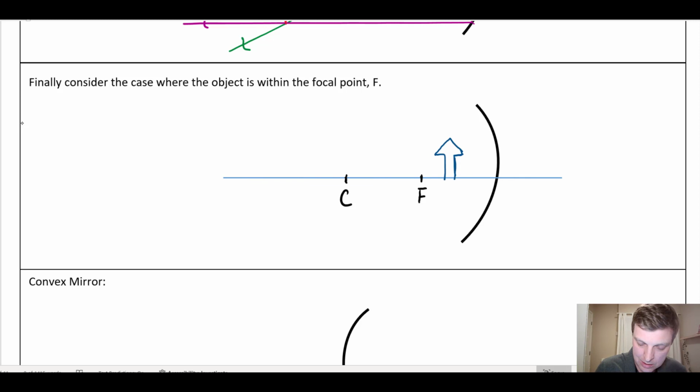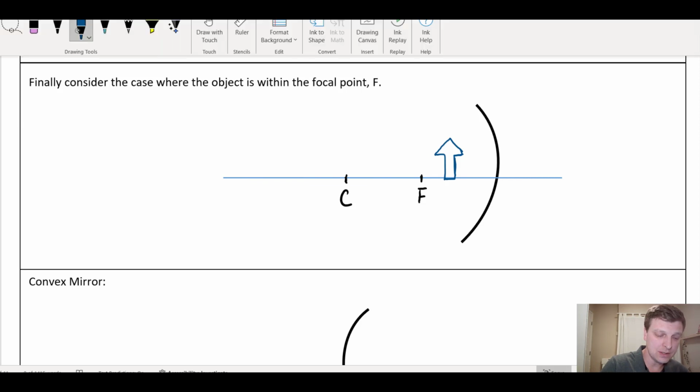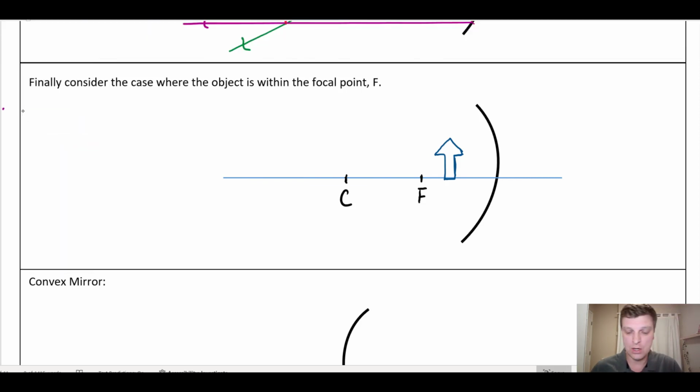All right. Okay, so let's follow our same rules. Well, the first rule is fairly straightforward, which is let's draw a line that is parallel to the principal axis. So let's go along here and get something like this. All right, beautiful. So there's my first ray. But here's the thing: this is going to bounce off, and it's going to bounce off through the focal point.